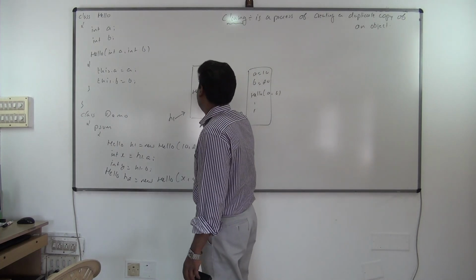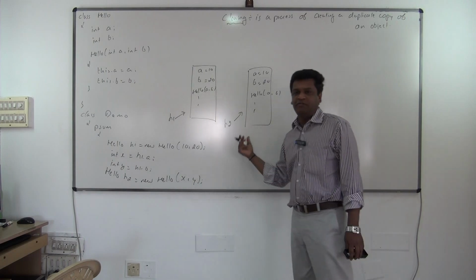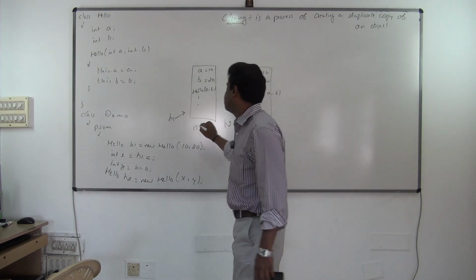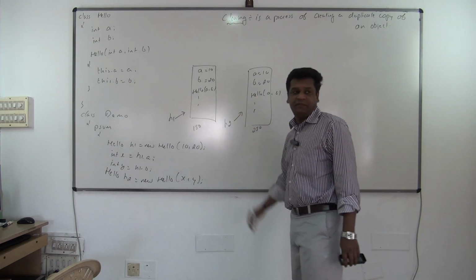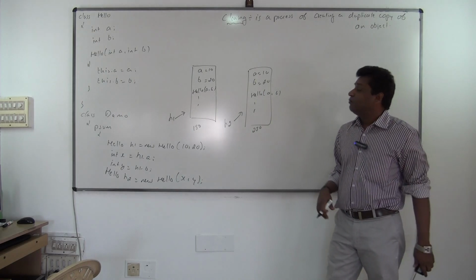So this is what cloning is, and that's a different object. Both are different objects, this is h1 and this is h2. Both have different addresses. Their addresses will be different. So this is what you do. Understood?